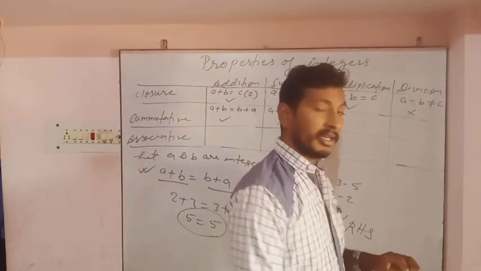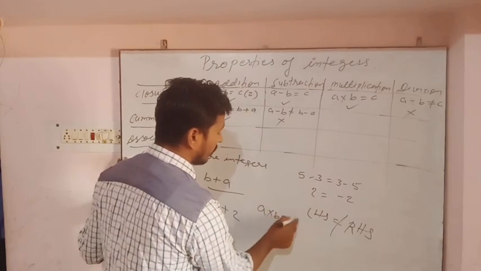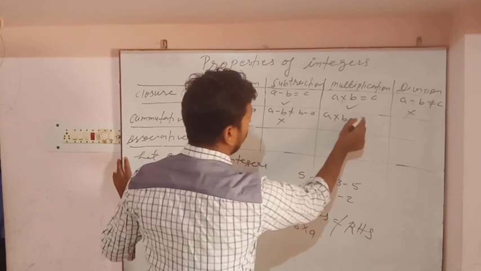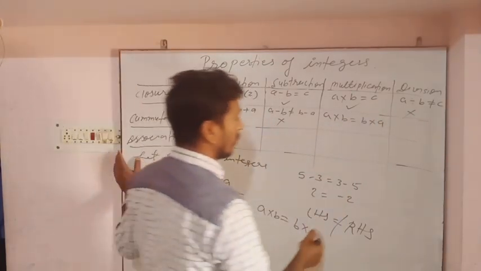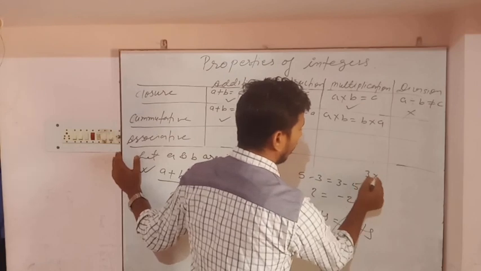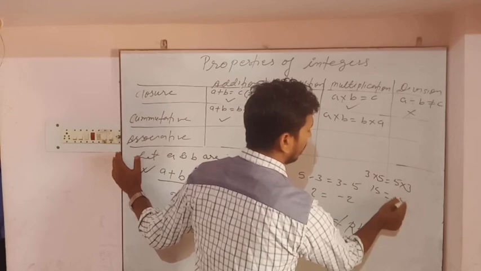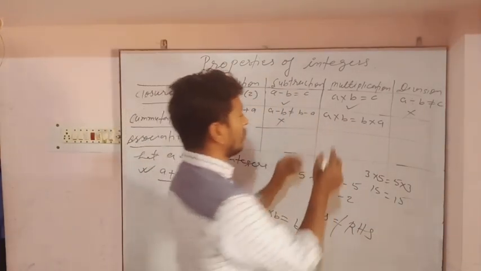Now multiplication. In case of multiplication, a into b is equal to b into a. So this property says a into b is equal to b into a. Let's check whether this is true or not. So 3 into 5 is equal to 5 into 3. In every case you are going to get the same result. So this is also correct.